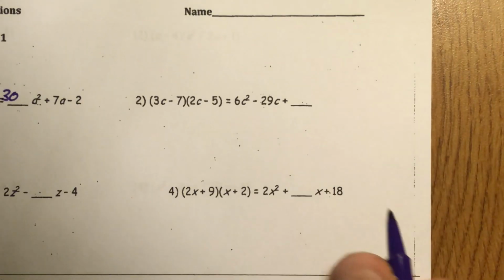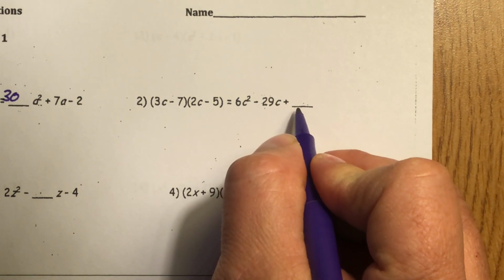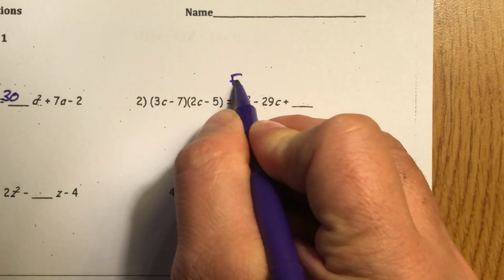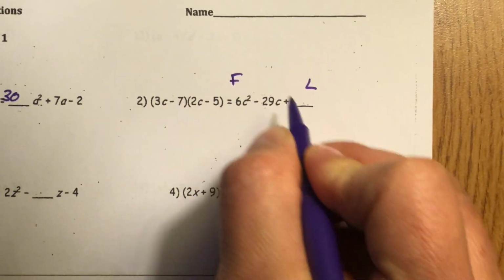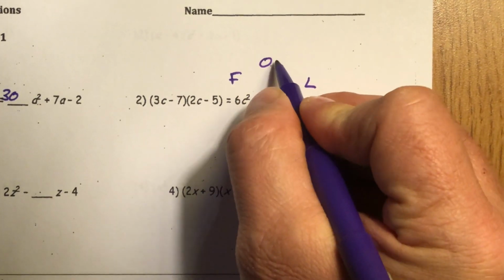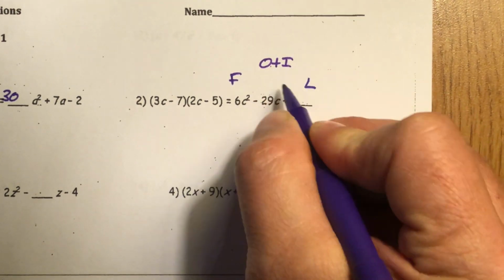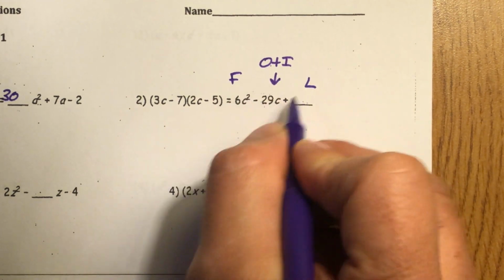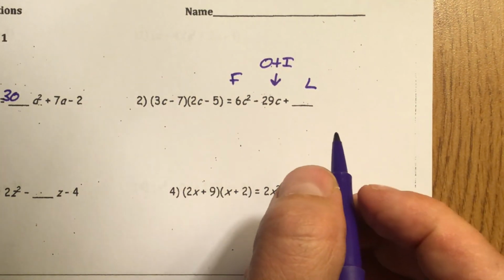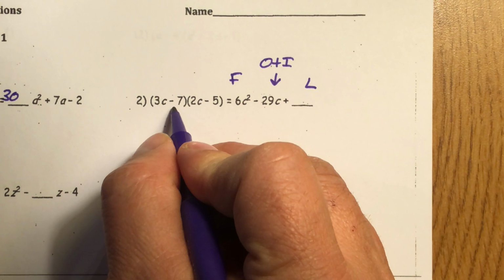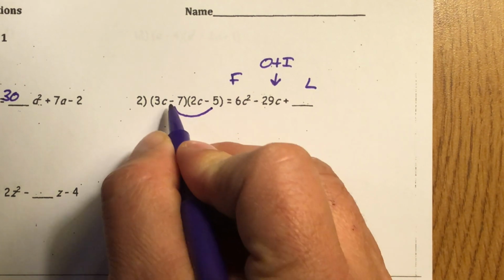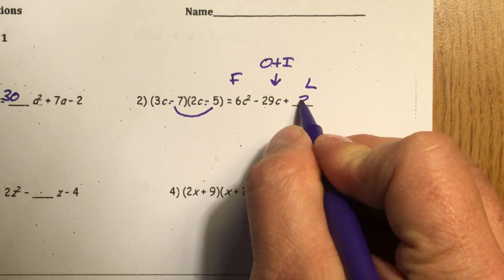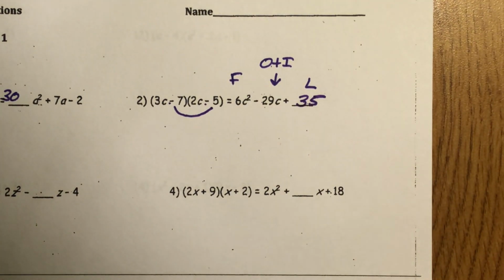Okay, number 2, looks like they want that last term. Remember, this is that first term, last term. This right here, guys, very important, is the O plus the I. That term is adding the outside and the inside together when you multiply your binomials together. So we're looking for the last. So I take this last term times the last term, negative times negative is a positive 35.